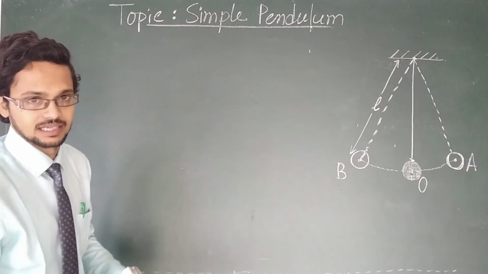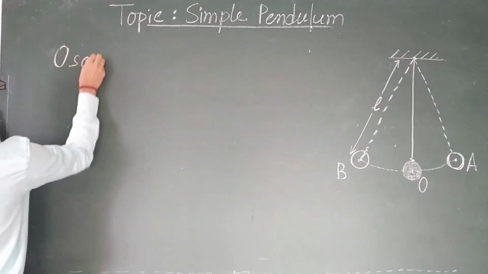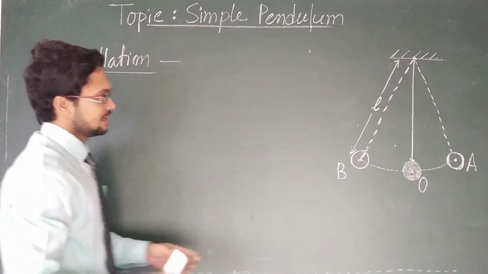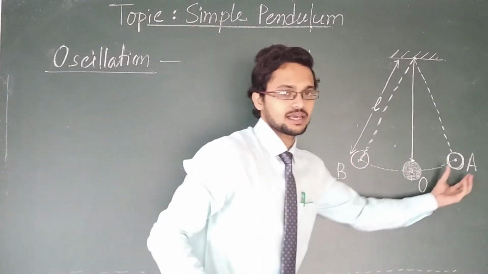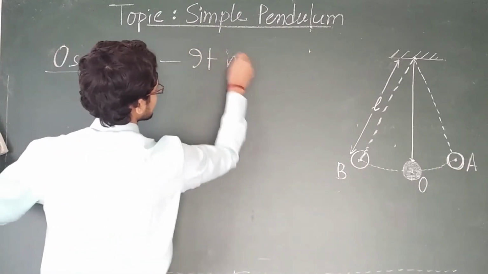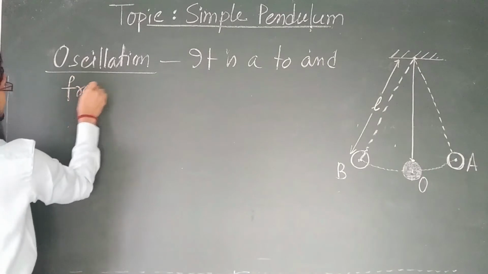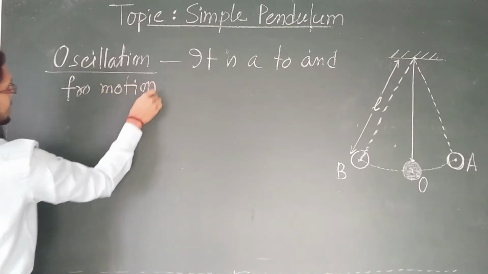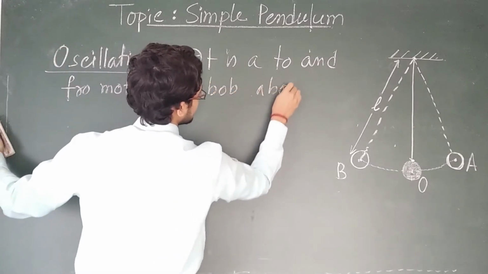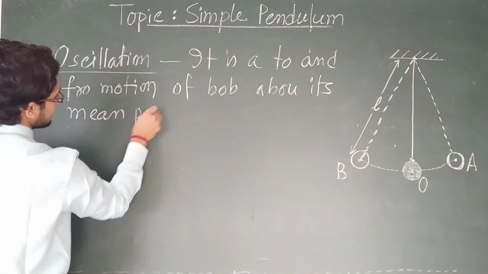So what do you mean by oscillation? What is the meaning of oscillation? Oscillation means a to and fro motion of the bob about its mean position.